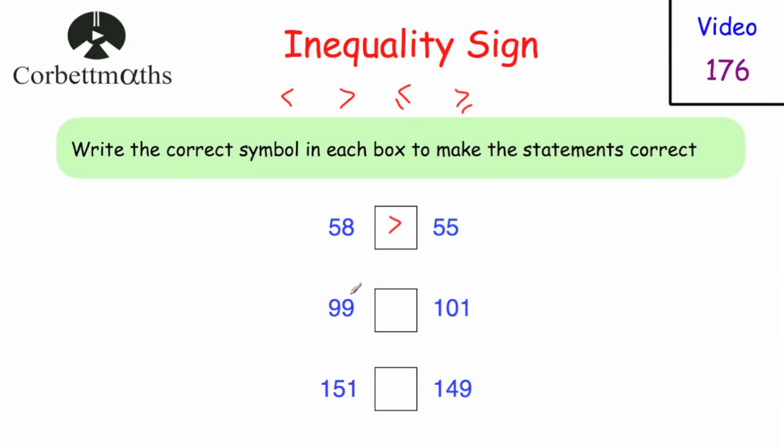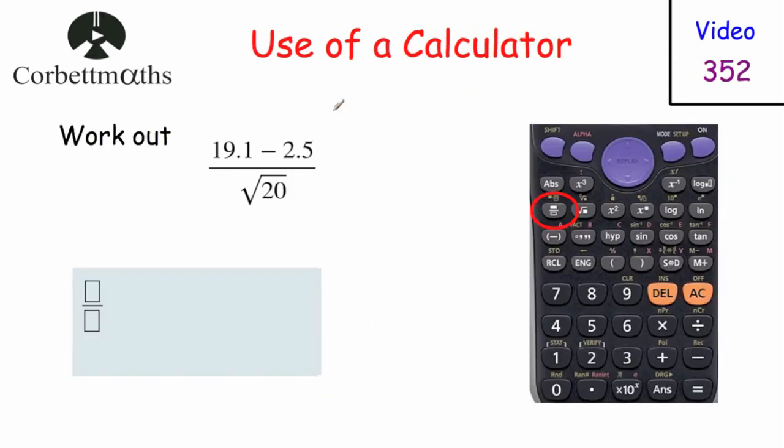Next, we've got 99 and 101. Well, 101 is larger than 99, so we're going to put the larger side towards the 101, or the less than symbol. So we've got 99 is less than 101. And finally, we've got 151 and 149. Well, 151 is bigger than 149, so we're going to put the greater than symbol in, which is this one, with the bigger side towards the 151. So we've got 151 is greater than 149. And that's it. So our next topic is use of a calculator.